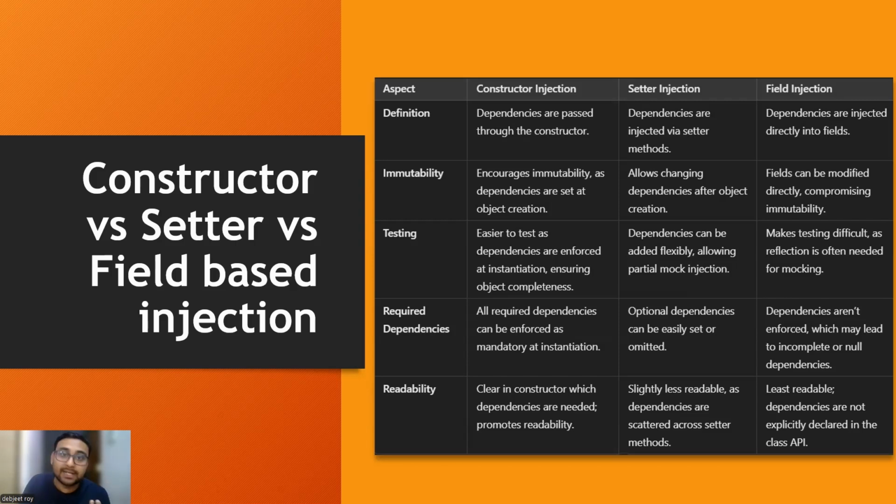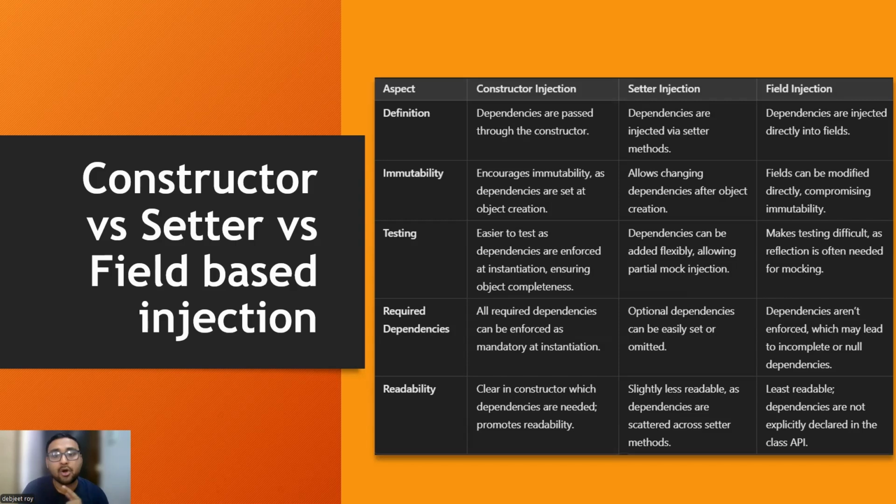Okay, so it will not create a new object whenever you are trying to do field injection. Okay, testing part, it is easier to test constructor injection as dependencies are enforced at the instantiation time. Okay, and setter dependencies can be added flexibly. With respect to field, it makes testing difficult as reflection is often needed for mocking. Okay, for mocking purpose, we have to go for reflection. Let's suppose you are writing something in application properties or YAML file. How can you make use of it in your test class? There we have to go for reflection. And for a lot of things we have to go for reflection, that you can figure out.